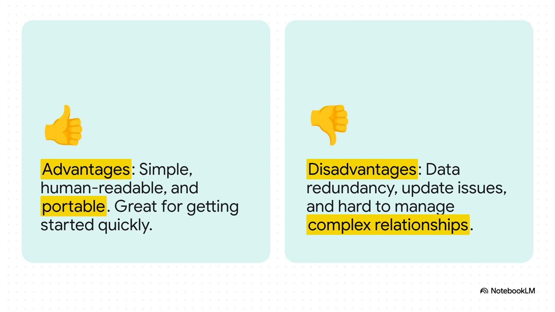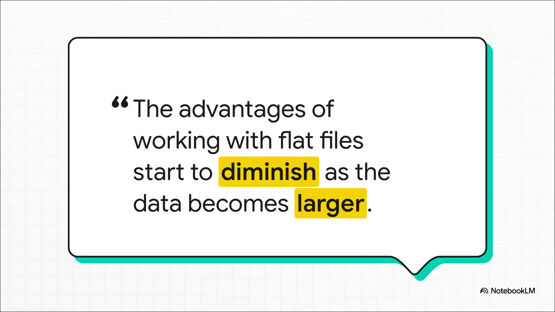But, oh man, the disadvantages. They get out of hand fast. All that repeated data, that redundancy, it makes updating a nightmare. And trying to manage real relationships, like which authors work with which publishers, becomes almost impossible. You know, one of our sources for this, RealPython, put it perfectly. They said, the advantages of working with flat files start to diminish as the data becomes larger. And that's it right there. The very thing that made it feel easy at the start becomes your single biggest roadblock later on.